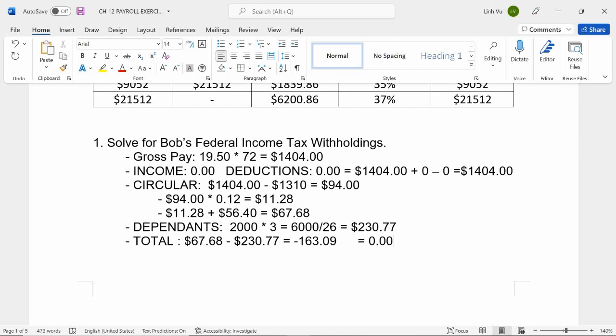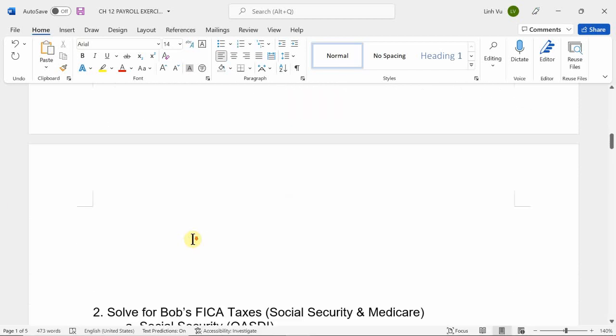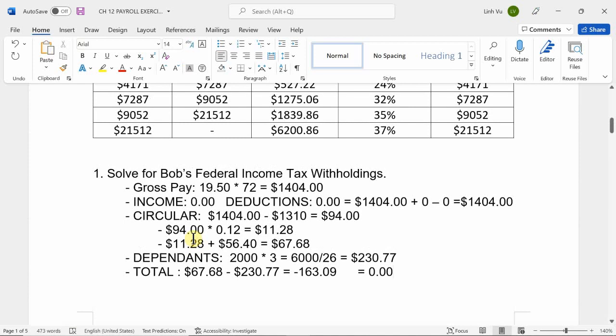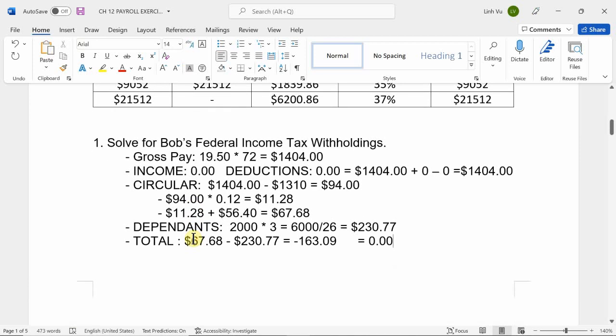Okay, because it's negative. You can't take away negative from the government. So in this case, we're just not going to claim anything, or we're not going to take away anything from his paycheck. We're going to take away 0. Okay? So they don't take from him, and then at the end of the year, we don't give him tax for his kids. This is just for this paycheck.